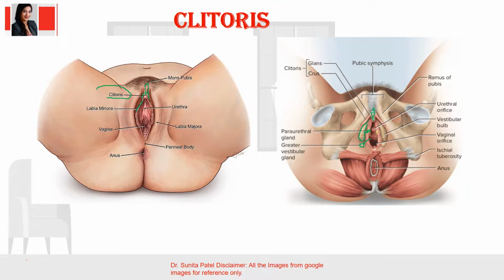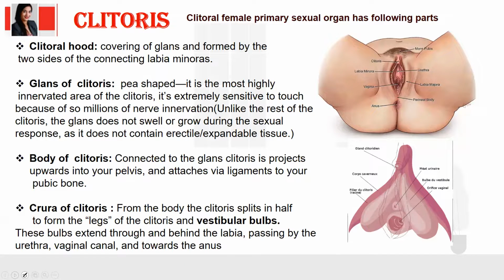So now this is the glans, the body, and we have the legs of the clitoris. Over here, you can see the legs, which are very small. The legs are not like this. Legs are bigger than that. So this is a wrong image again. The right image of the clitoris is this one. Let me show you. So these are the legs of the clitoris.